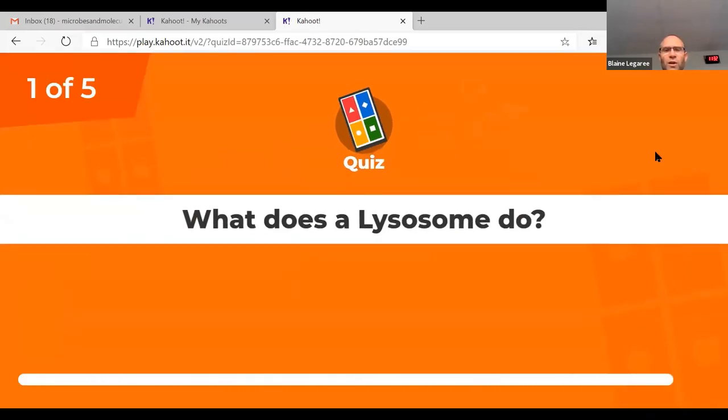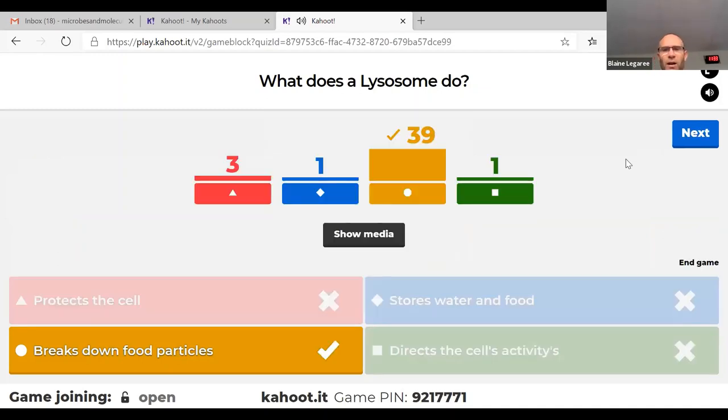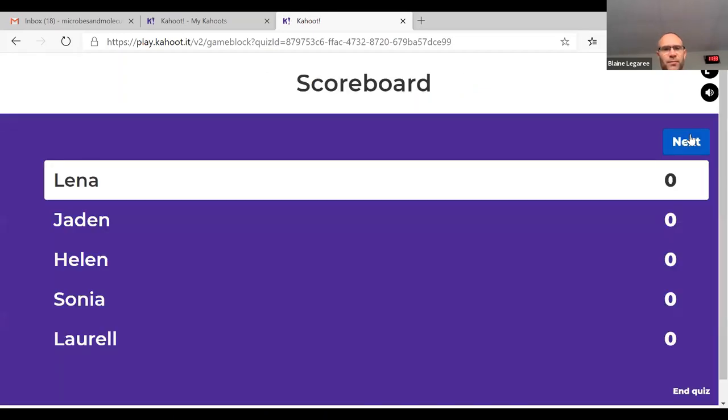First question, what does a lysozyme do? Hey, good job. 39 people got that one right. It breaks down food particles. A lysozyme is like a cellular stomach. Good job, Lena. Watch out for Jaden and Helen.